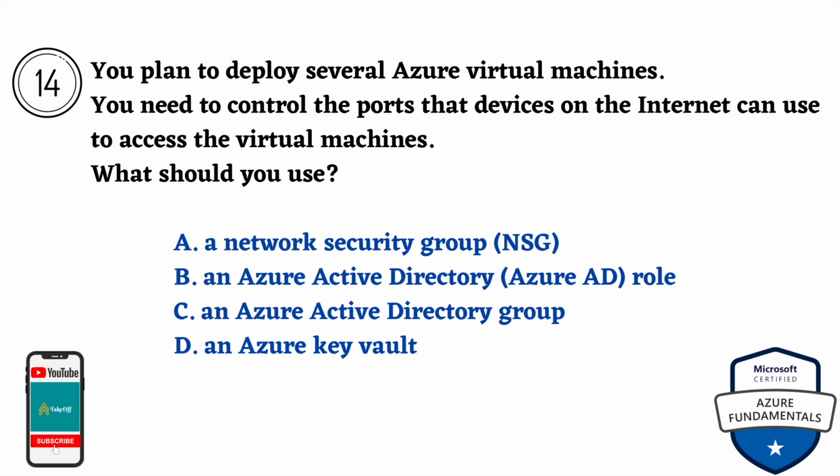So here we are asked to select the Azure resource which helps to control the ports that devices on the internet can use to access the virtual machines. To provide the network filtering across subscriptions and the virtual networks, it is Azure firewall, whereas for subnets and virtual machines, it is Azure network security group. So the answer is network security group.